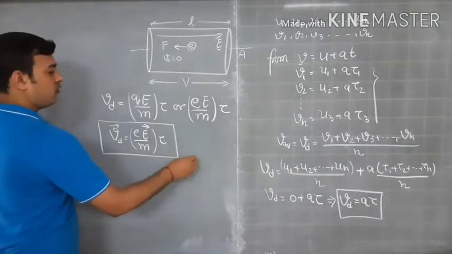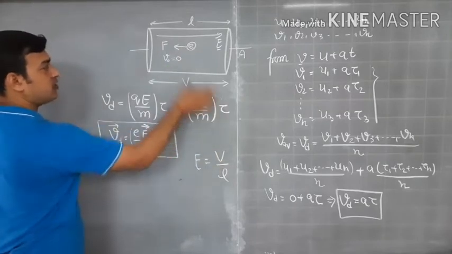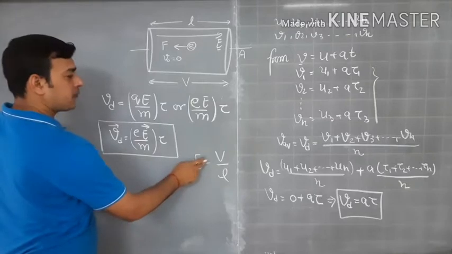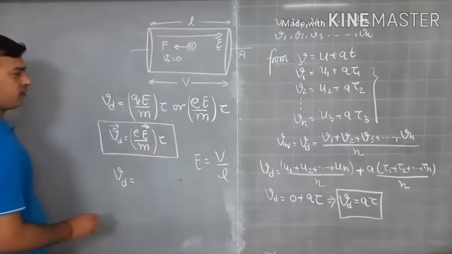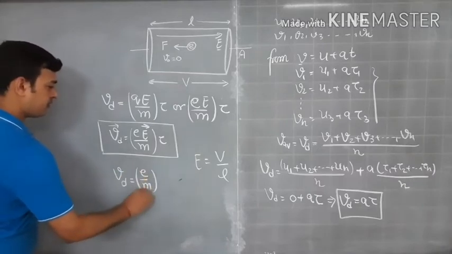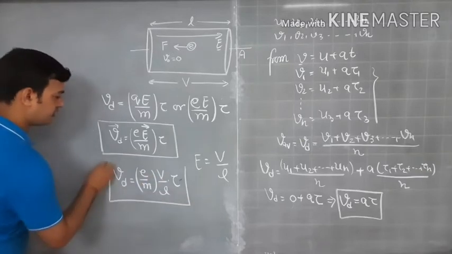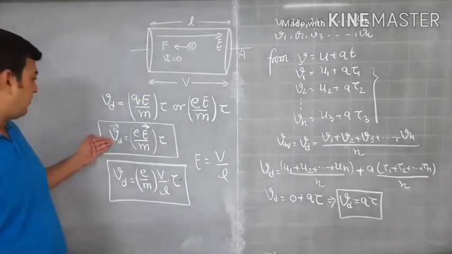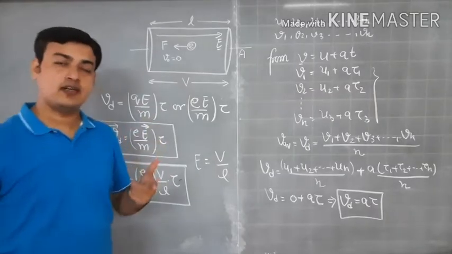Once again, you know that E is defined by V by L. This is the potential gradient across the ends of this wire. If I replace E by V by L, I will have a new formula for drift velocity: Vd equals e by m into V by L into tau, in magnitude. So these are the two relations that relate the drift velocity with the field and the drift velocity with the potential difference across the conductor.